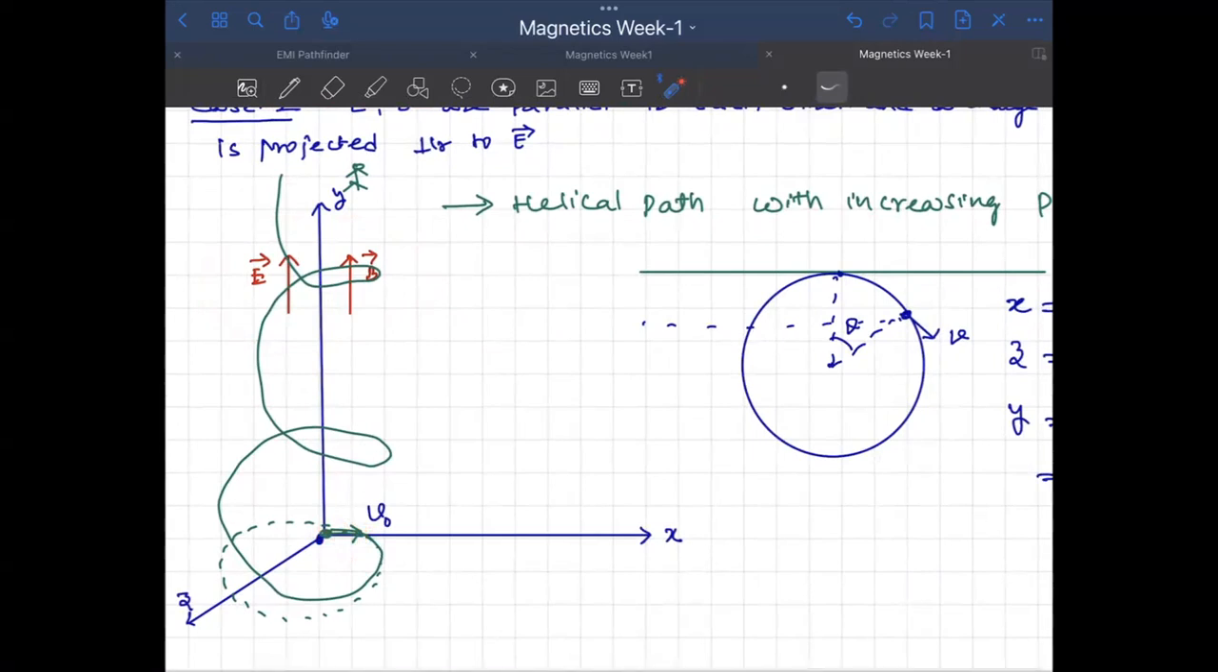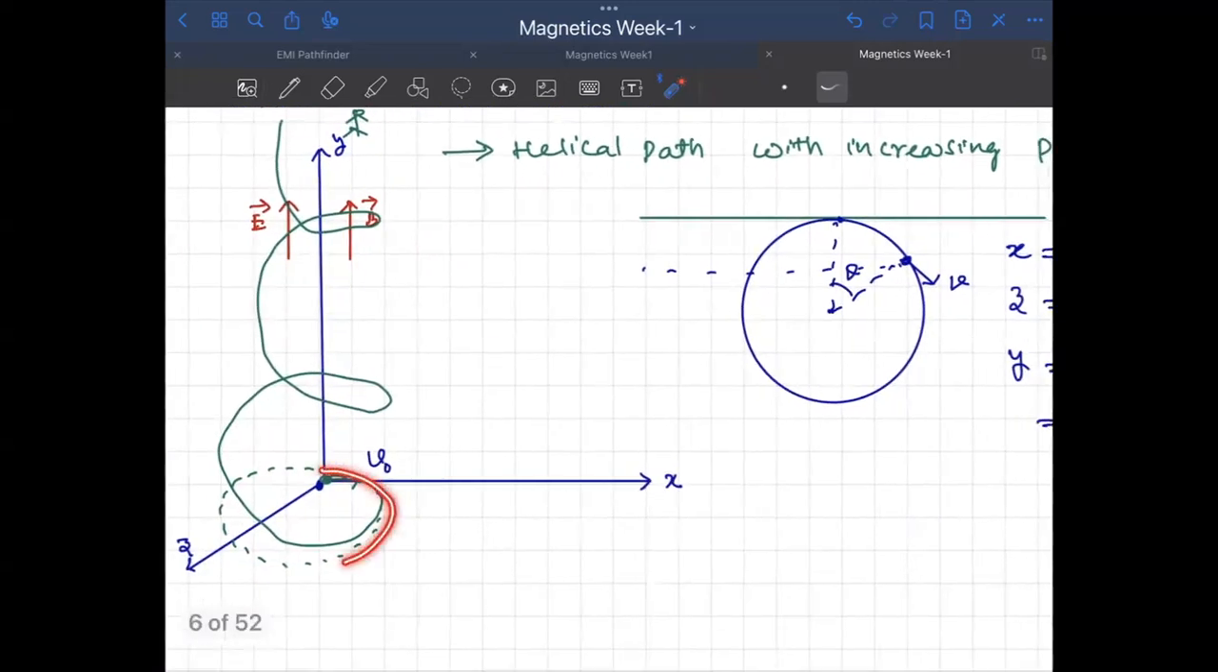If there is no E, what would have been your observation? It goes in a circular path like this. But if there is an electric field and no magnetic field, what would have happened? One component would be in this direction, another component in this direction. It would have gone in a parabolic path.